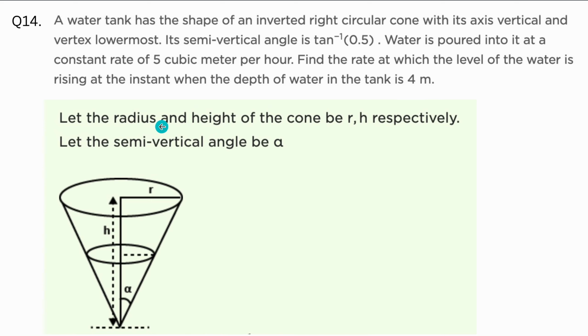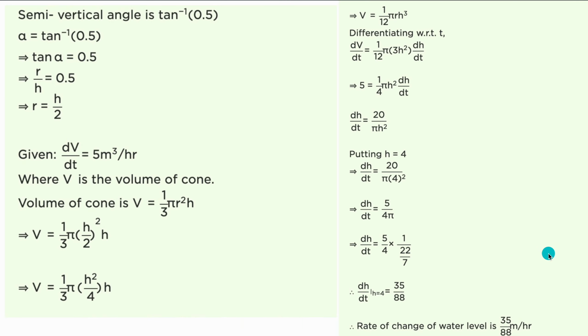So let the radius and the height of the cone be r and h respectively, and let the semi-vertical angle be alpha. Here is the diagram according to the question. This is the inverted right circular cone, and let this be the height, and this is the radius. When we talk about the semi-vertical angle, this is the angle we're talking about, and this angle is alpha, and the value of alpha is tan inverse 0.5. That means you can simplify it, and you can write it as this.